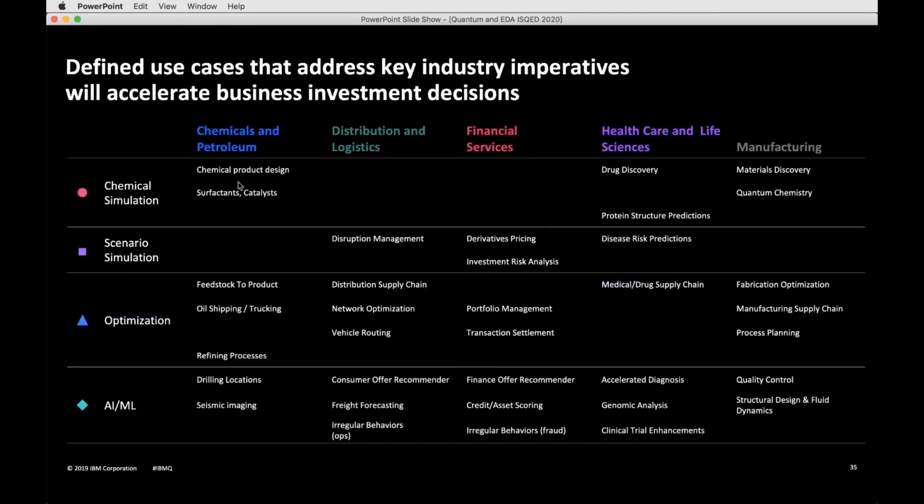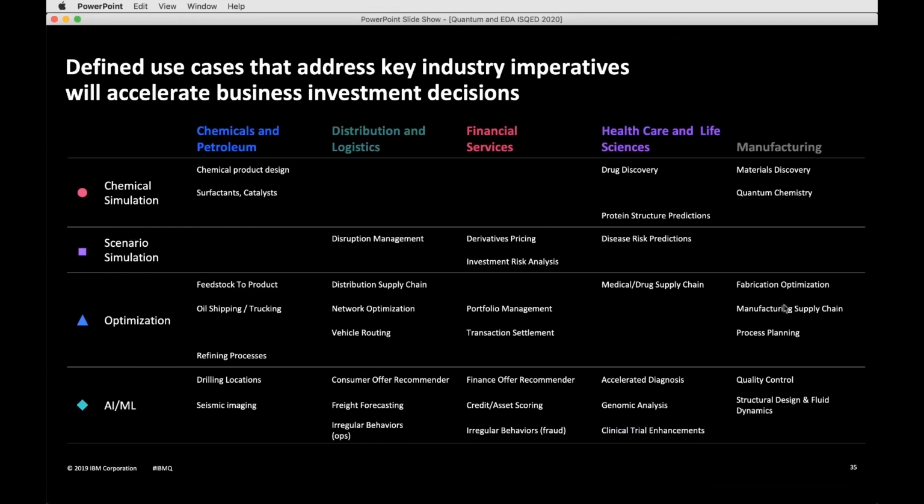If you look at this, we have had the chemical industry quite interested, especially in chemical types of simulations, but also financial industries, healthcare, manufacturing, looking at scenario simulations, looking at optimization algorithms, and even how to apply AI and deep and machine learning on the quantum computer.